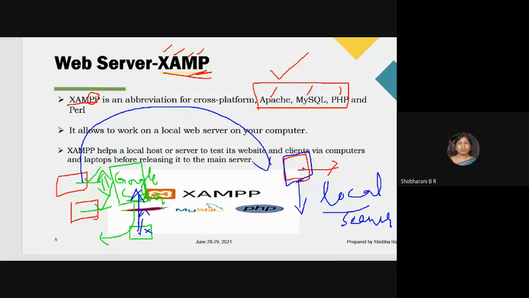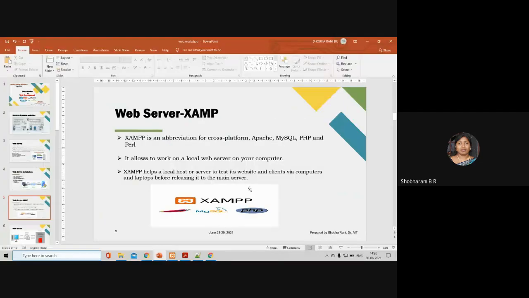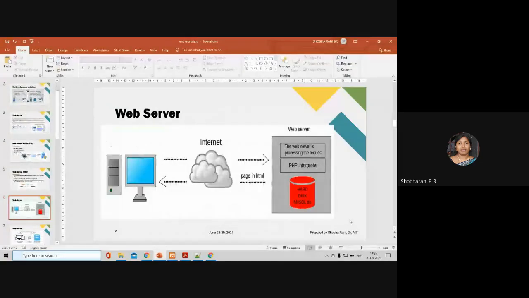To do that, you need software so that your system understands it is a local server. Then we will be making use of XAMPP. XAMPP is a local host or server to test websites and web pages, so that it can communicate and be treated as if it is a main server. So this is all about why you have to get into XAMPP.